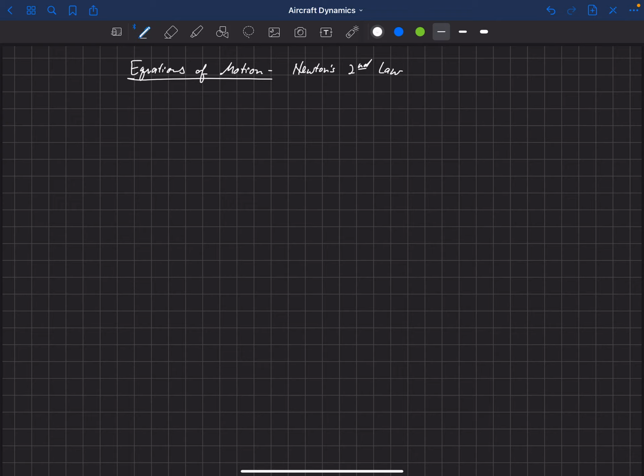We're now going to talk about the fundamental equations of motion. They come from Newton's second law, which you're probably familiar with. We usually say F equals ma, right? So the force and the acceleration of this object are related. So we're going to write these equations in terms of the body fixed forces and accelerations.